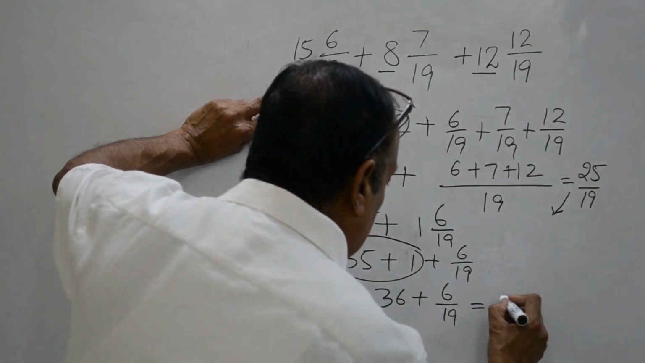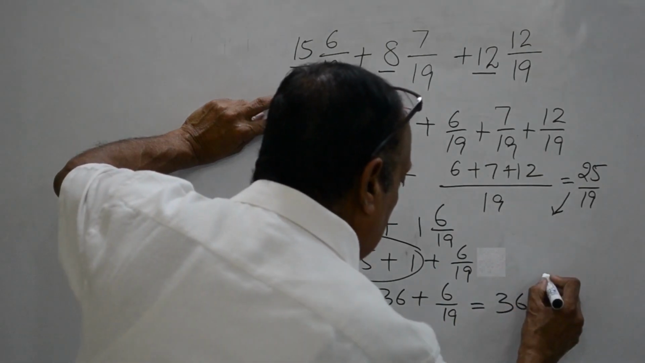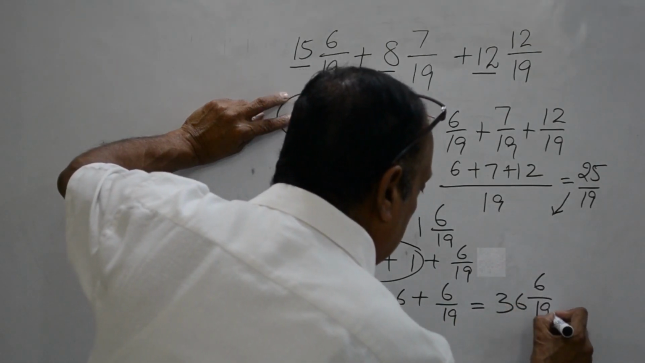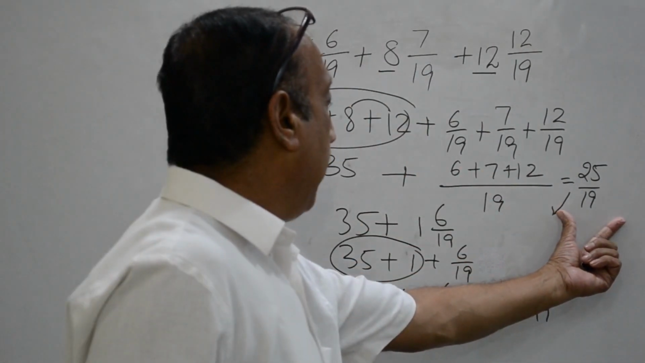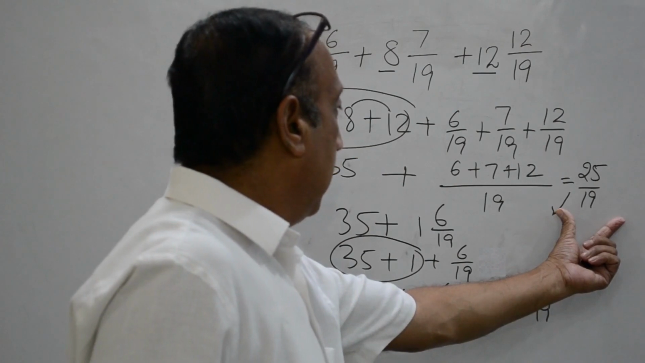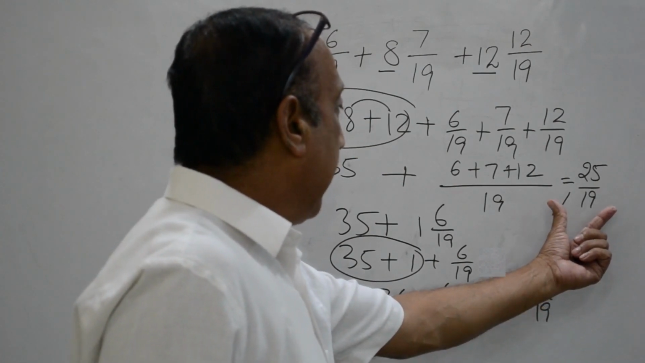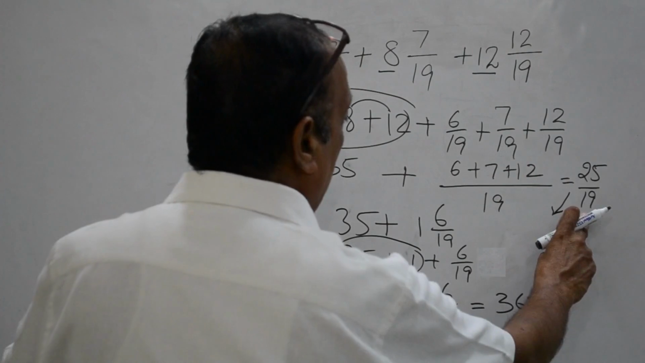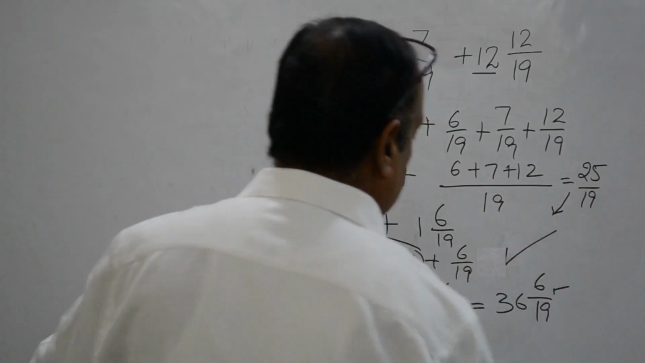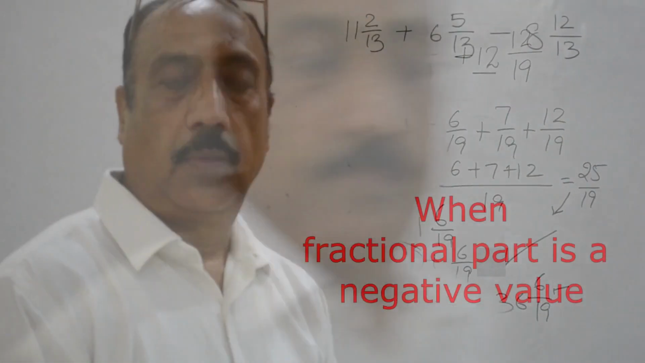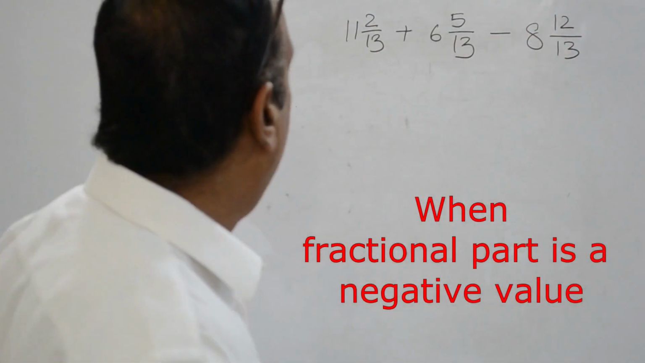So the final answer is 36 6 upon 19. So when we get the total of the fractional part to be an improper fraction, we can find out the solution in this way. Now let us solve this problem.